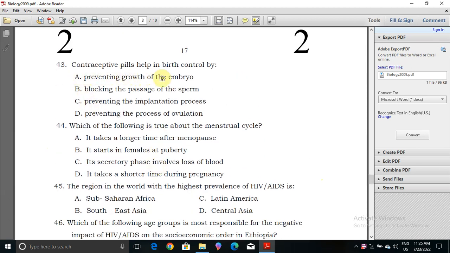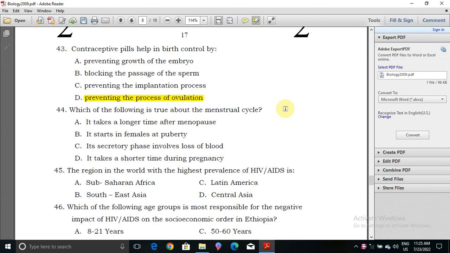Contraceptive pills help in birth control by what? By preventing growth of the embryo, or blocking the passage of the sperm, or preventing the implantation process, or preventing the process of ovulation. The correct answer will be preventing the process of ovulation. Why? Because it says contraceptive pills, and who is taking them? Of course, the female. So when the female takes the contraceptive pills, it will prevent the process of ovulation. So the correct answer for question number 43 will be choice D.